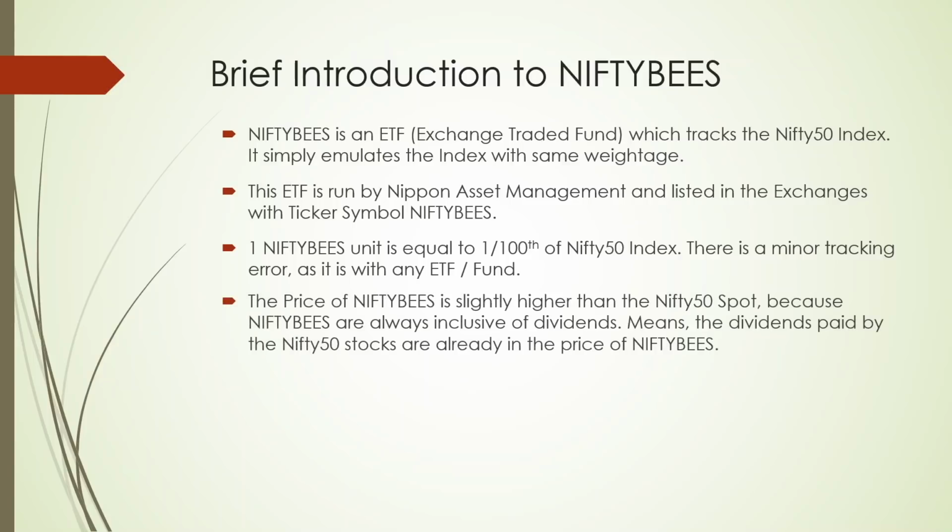Okay. So the price of Nifty Bees, what I told in the previous point, was 174 for 17,000. But the price of Nifty Bees is slightly higher than the Nifty spot. Now if you go and see, the price is somewhere about 187 rupees. The index is at 17,400, but Nifty Bees is at 187 rupees. It is around 13 rupees more than the Nifty index. Why? Because Nifty Bees are always inclusive of dividends.